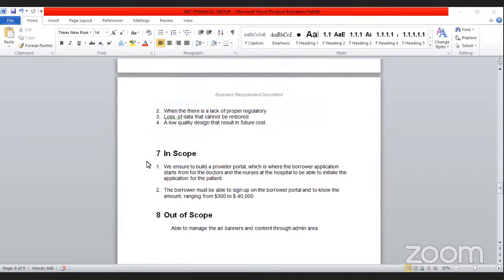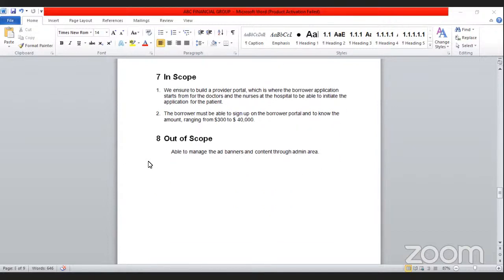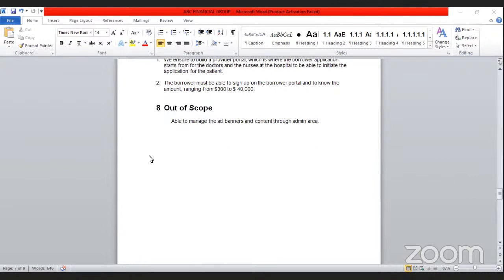In scope, we ensure to build a provider portal, which is where the borrower application starts from, so the doctors and the nurses at the hospital are able to initiate the application for the patient. Out of scope, managing the ad banner and connecting to the admin area. In scope is 1 and 2, but I decided to read 1.